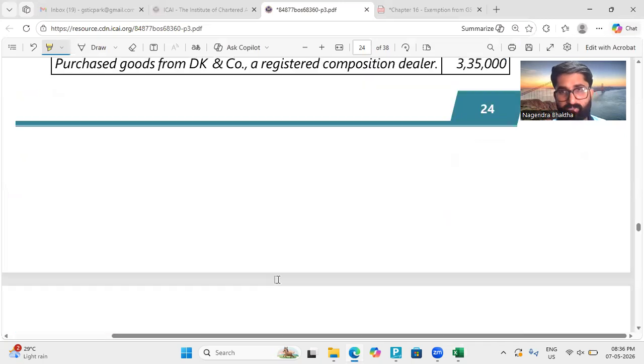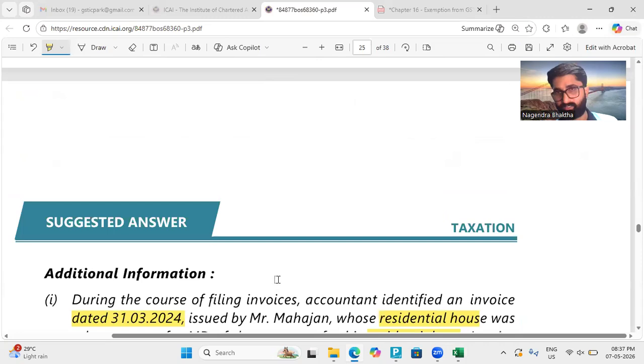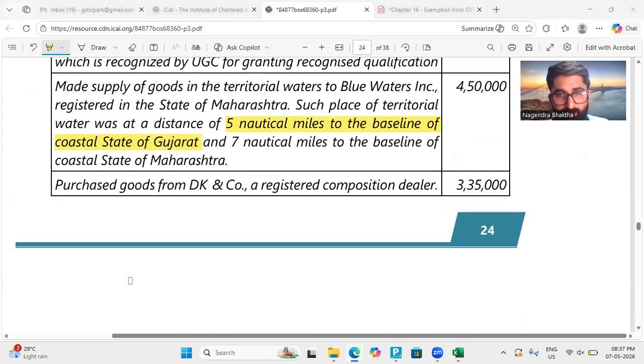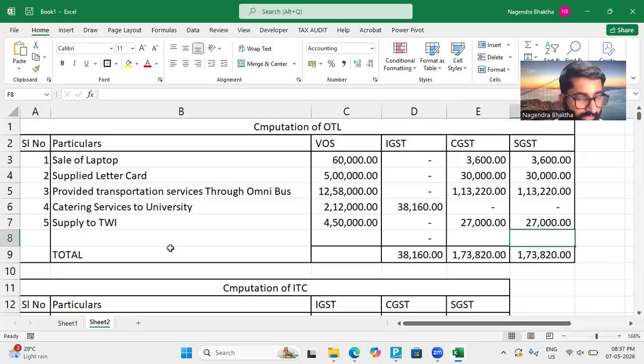So they have purchased the goods. This is about ITC. Okay, that is about ITC. So what is the total OTL? Total OTL would be 1 lakh 6, sorry, 1,73,820, 1,73,820, and 38,160. This is total OTL.